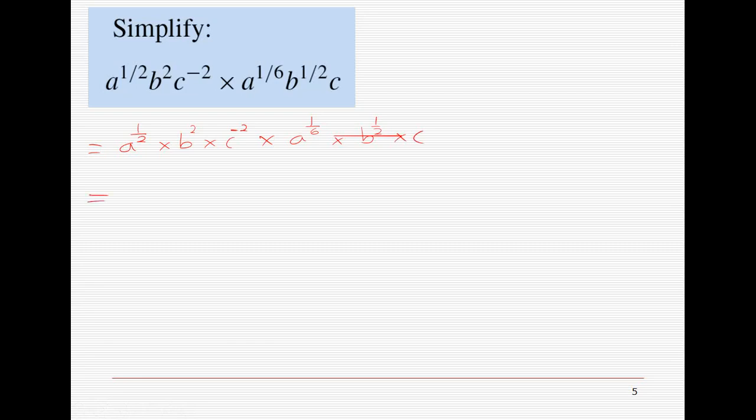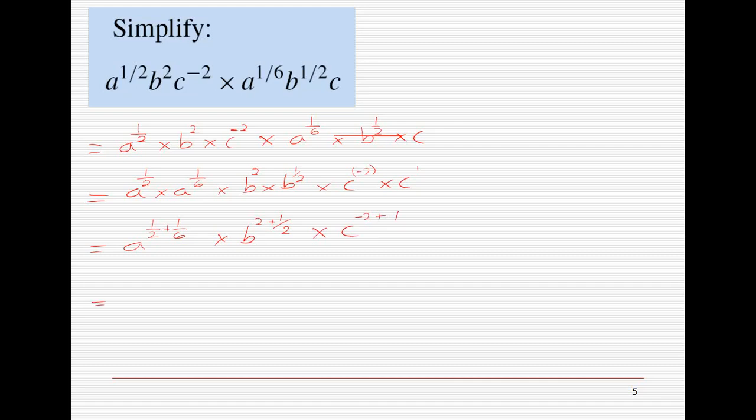So again, as in the previous one, the two a components can be written together. So a to the power half into a to the power 1 over 6, into b to the power 2 times b to the power half, into c to the power negative 2 times c to the power 1. So from a we get 1 over 2 plus 1 over 6, times 2 plus 1 over 2 for b, and c to the power negative 2 plus 1 from here.